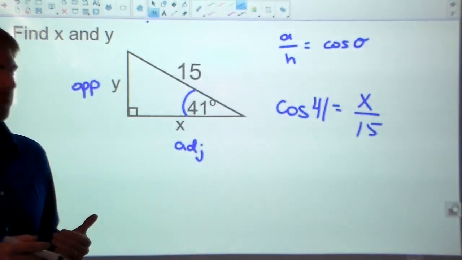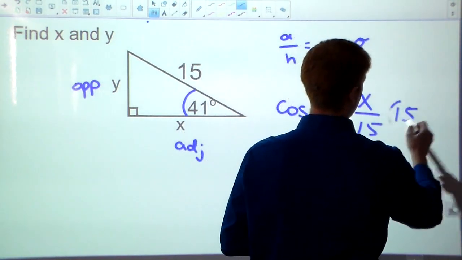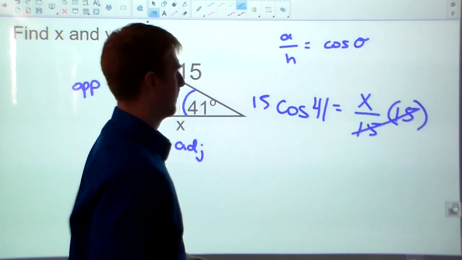And from here, you just have to make sure you remember your algebra. So to solve for x, we've got 15 on the bottom of the fraction, so multiply both sides by 15 and get rid of it. And then we'll put this in our calculator.